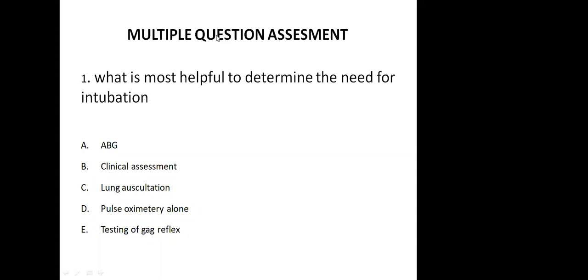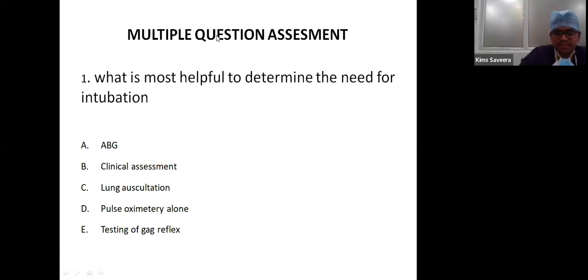Mainly, clinical assessment is more important than anything else to determine intubation. If the patient is unconscious and not maintaining his airway, going for an ABG is a waste. Or, based only on the pulse oximeter: if his respiratory rate is more than 30 and he is agitated due to hypoxia, even where the saturation seems okay at 90, we can't wait to intubate. So clinical assessment is more important than any single investigation in deciding on intubation.